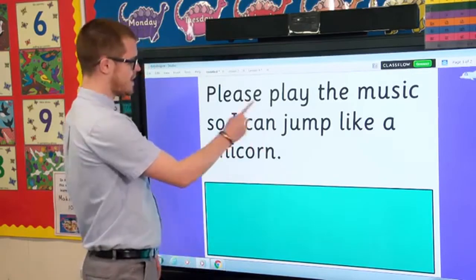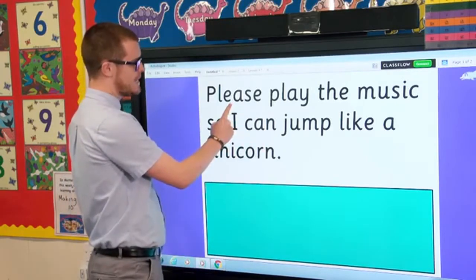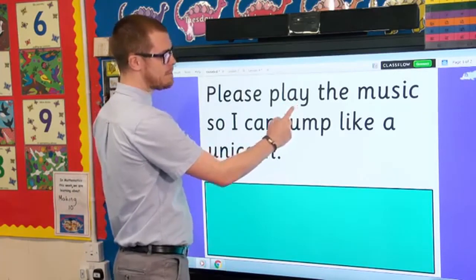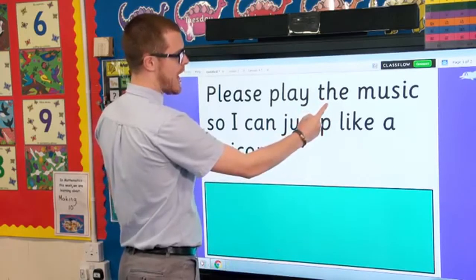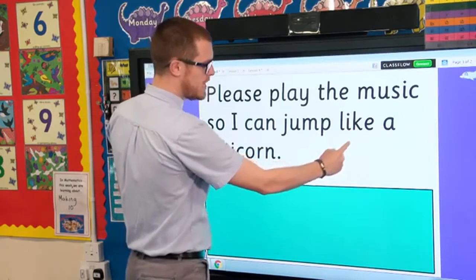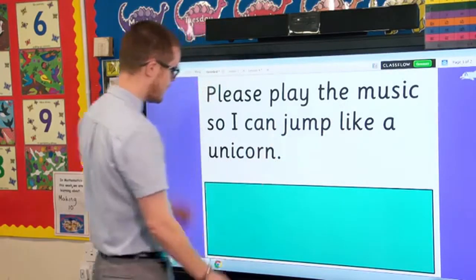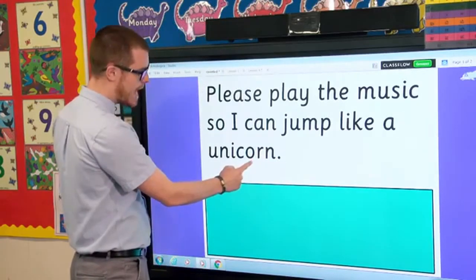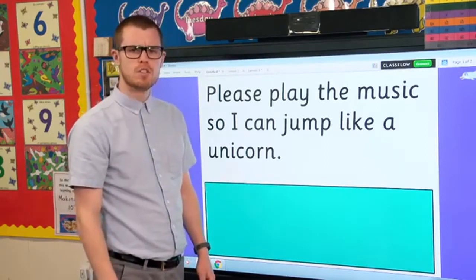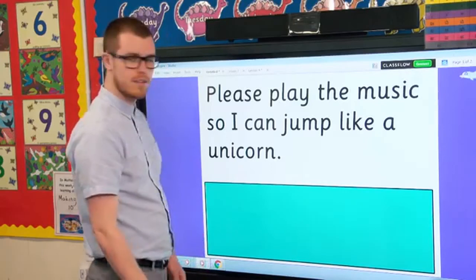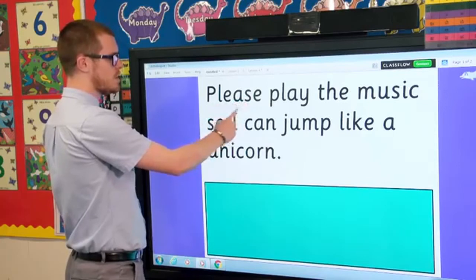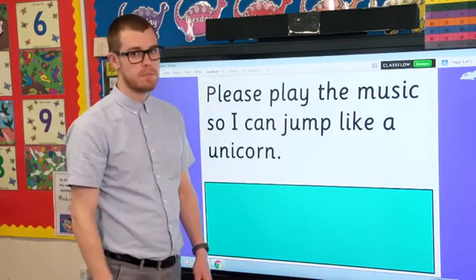That's right. This word has E. This word has A. This word has V. This word has the split vowel digraph I. And this word has OR. Can you see the tricky word we learnt to read today? Yes, here it is at the start. Please is our tricky word.